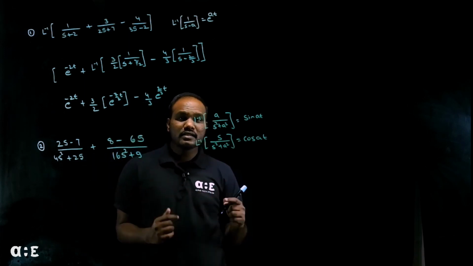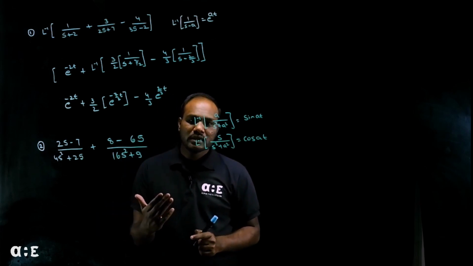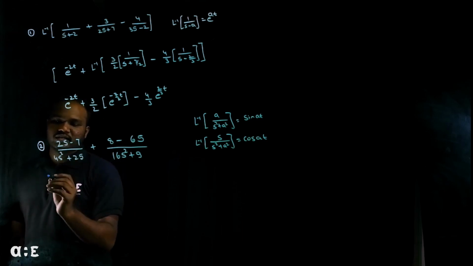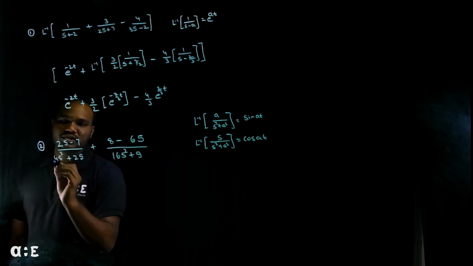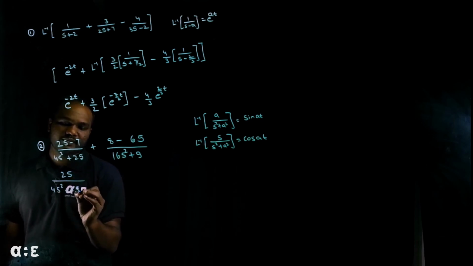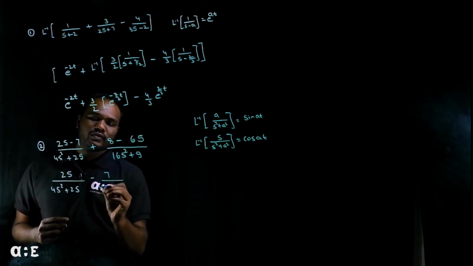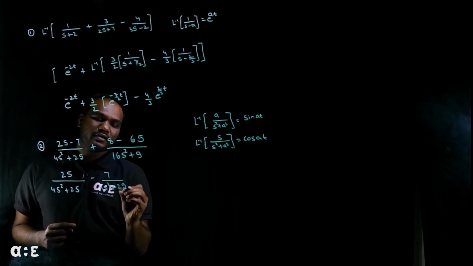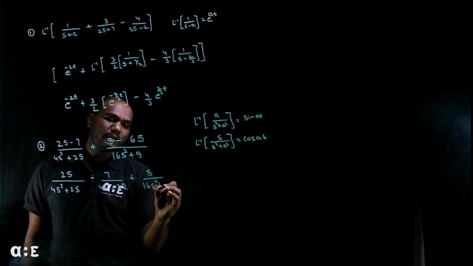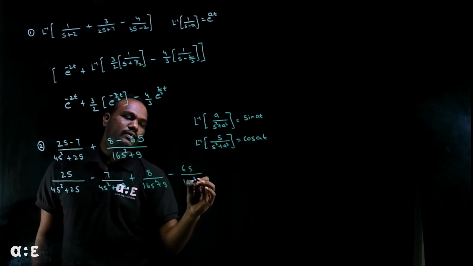And why didn't we consider sinh and cosh? In those, the denominator has a negative, but both of these have a positive denominator, so we didn't consider cosh and sinh. Okay, let's solve this. First, I'll split these into two terms, that is 2s upon 4s square plus 25, minus 7 over 4s square plus 25, plus 8 upon 16s square plus 9, minus 6s upon 16s square plus 9.